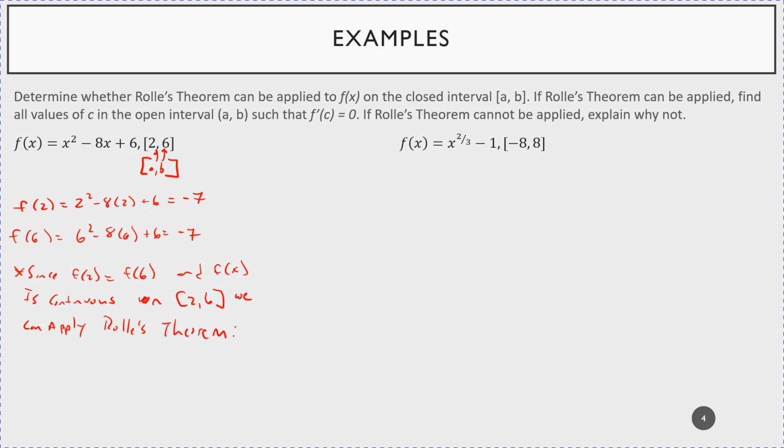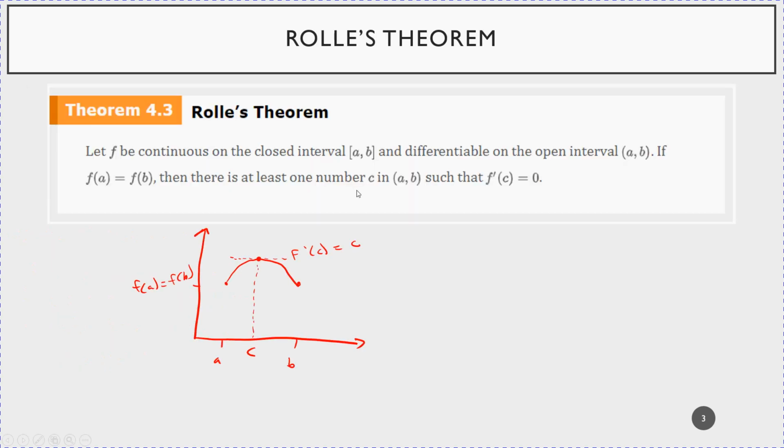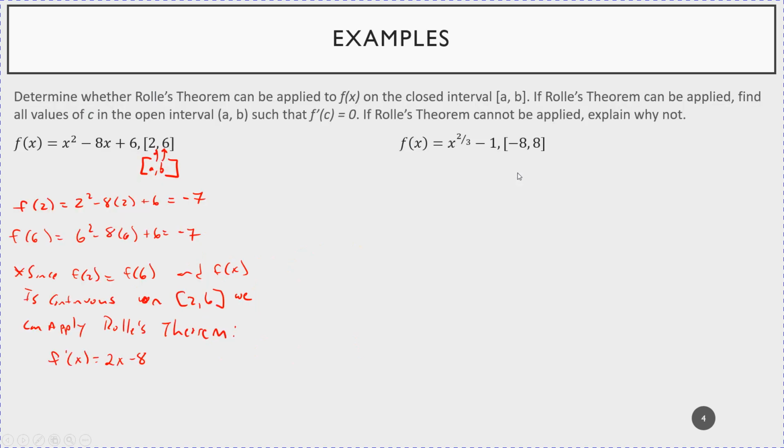If you find the derivative first, f prime of x is going to be 2x minus 8. What the theorem says is there has to be some value in this interval such that the derivative is equal to 0. So if you set this equal to 0 and solve, you can see that 4 falls in the interval. Because the two endpoints were equal, there was a value between 2 and 6, namely 4, where the derivative equals 0. That's what we're seeing when we apply the theorem here.